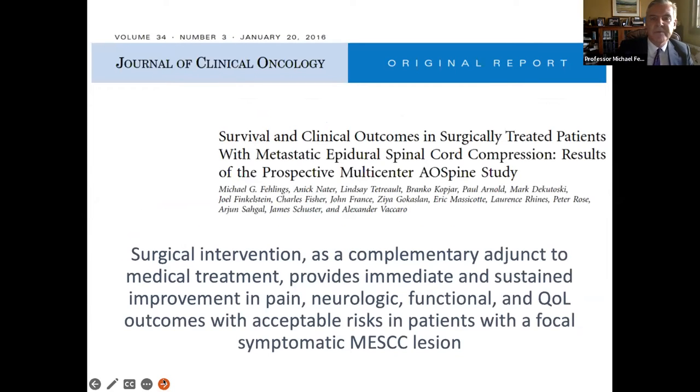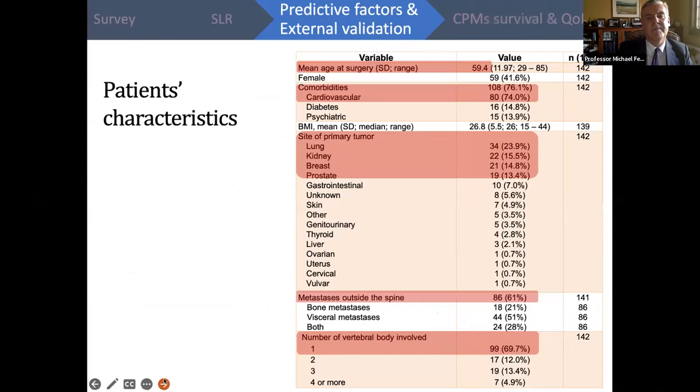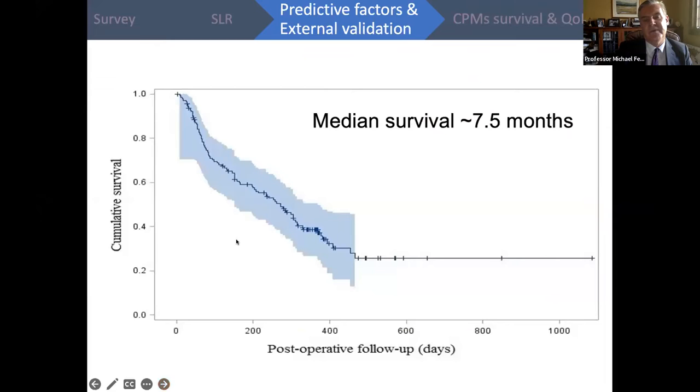So this is our paper from the Journal of Clinical Oncology. And essentially this was a prospective multi-center validation of the PATCHL trial. And here we show that surgical intervention as a complementary adjunct to medical treatment improved outcomes, in particular, enhanced quality of life outcomes. And this was a novel addition to PATCHL's trial. Most common tumors are lung, kidney, breast, and prostate. Most patients, but certainly not all, had oligometastatic disease in this series.